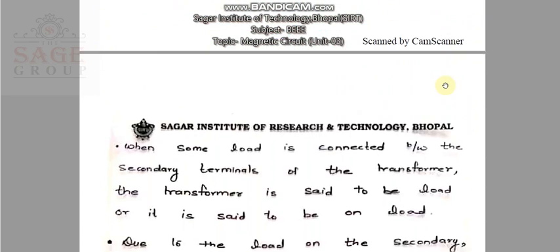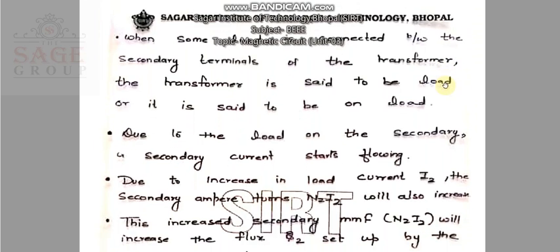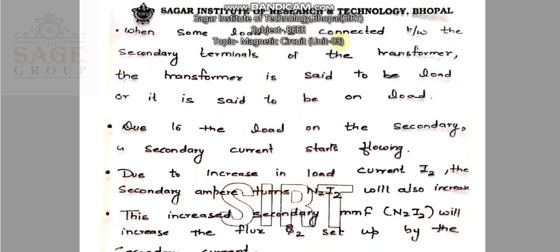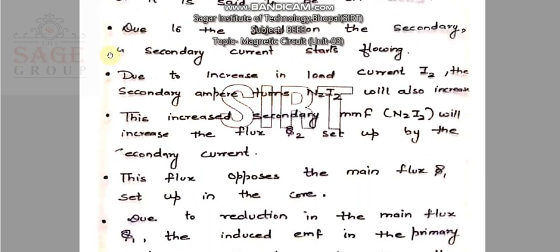Okay, when some load is connected between the secondary terminals, the transformer is said to be loaded, or it is said to be on load. Due to the load on the secondary, current starts flowing. Simple: as you connect the load to the secondary winding, the secondary current starts flowing.